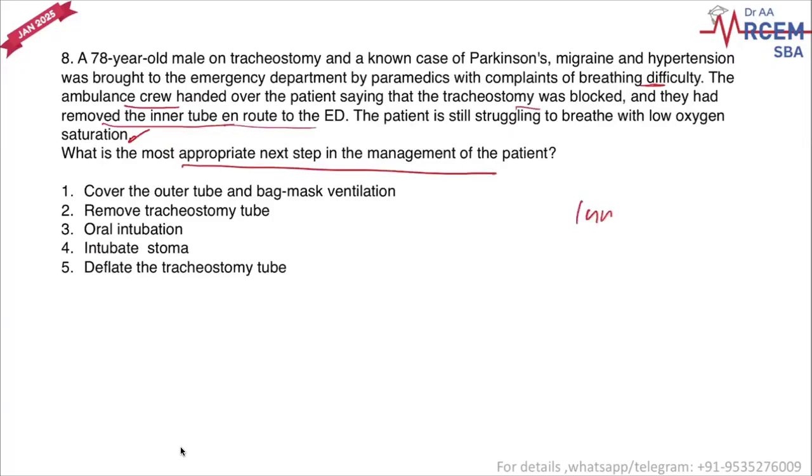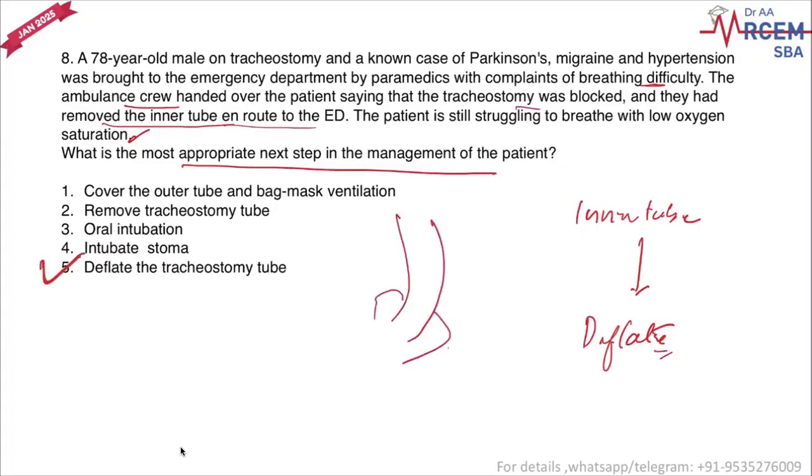So the inner tube is removed. So next, after removing the inner tube, is to deflate the tube. Which one has the deflate? Deflate the tracheostomy tube cuff. That one you're deflating. You're deflating the cuff of the tracheostomy tube. So option number 5 is the right one. After deflating, you remove the tracheostomy tube. So the second one is not wrong because that is the next step.